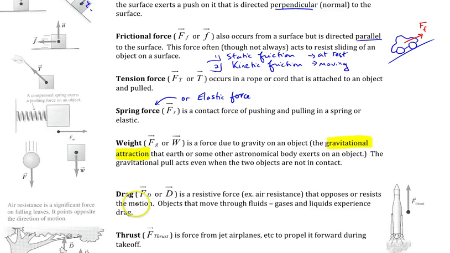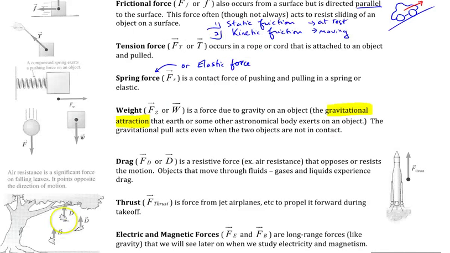Next we have drag. Drag is a type of frictional force. It's a resistive force, or sometimes called air resistance, that is a frictional force that arises within a fluid. And fluids are gases or liquids. Sometimes we call this drag a fluid friction. You can see these leaves falling from the tree, and the drag force is in the opposite direction of the movement. Thrust is a force from a rocket or an airplane or a boat, etc., that propels the object forwards by something like an engine or some other agent.